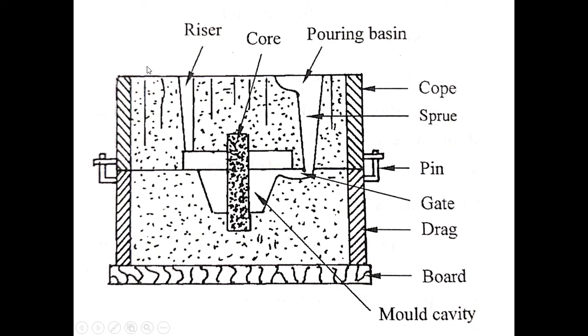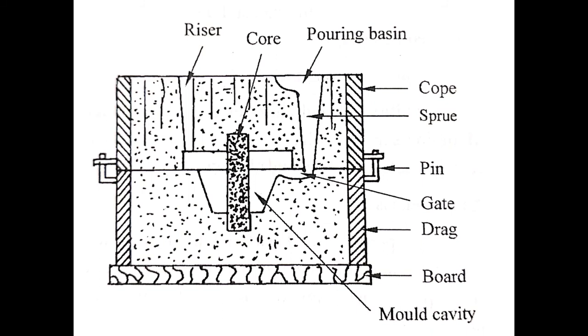Okay. Then what is a riser? The passage made in the cope to permit the molten metal to flow after the mold cavity is filled with it. That is, once the molten metal has entered the mold cavity, if some excess metal is required, the riser feeds this extra metal in order to prevent some kind of shrinkage defects.